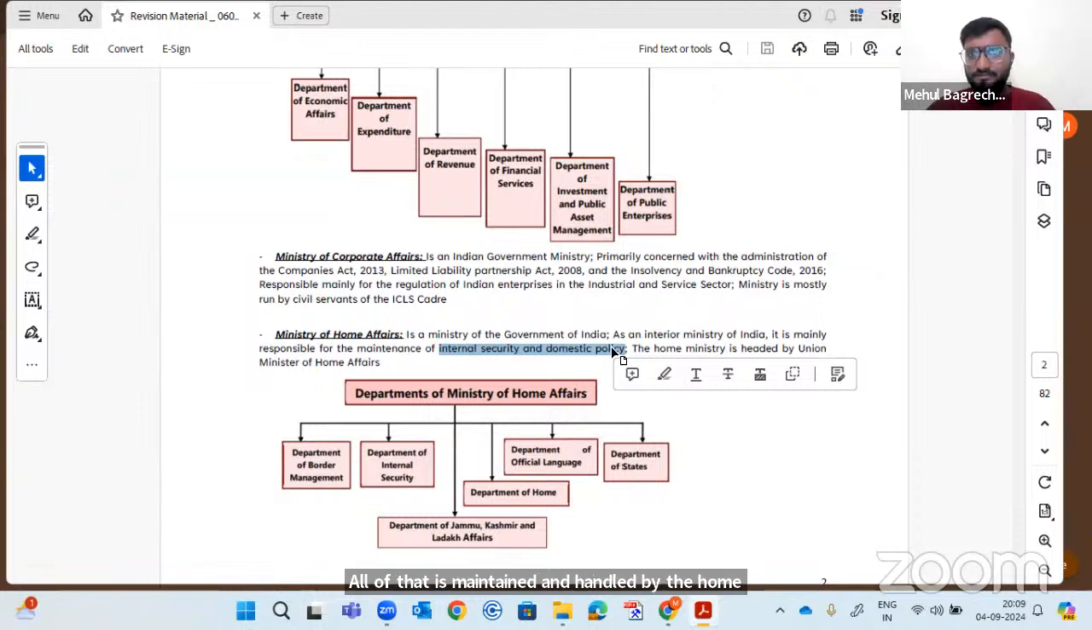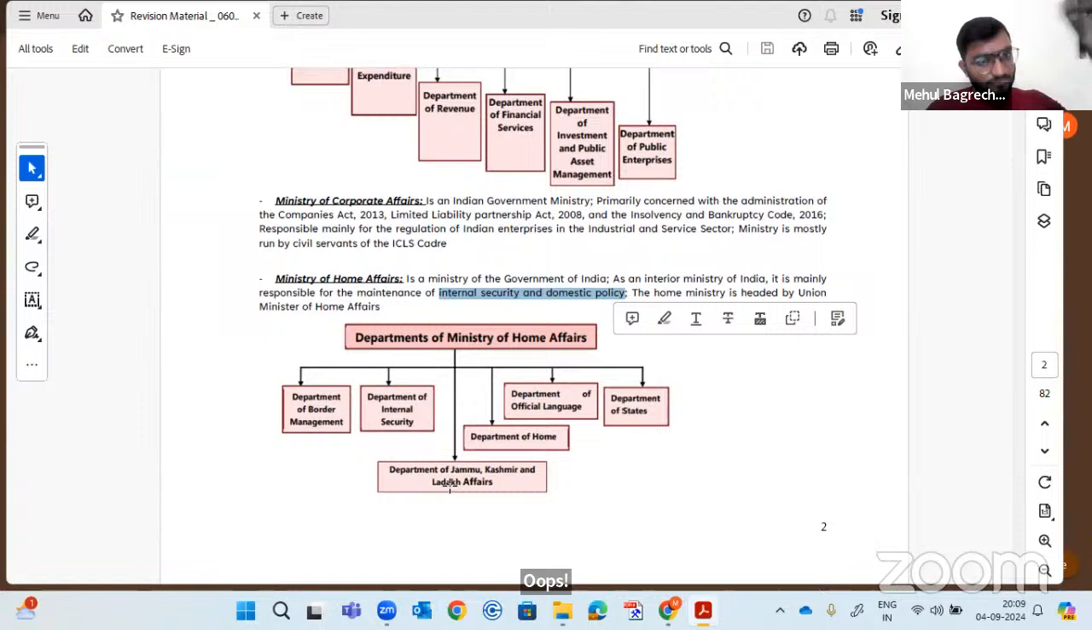Simple, everyone, understanding? Yes. Now, who all are going to be there within this department? You're going to have border management forces, internal security forces, Department of Home, Jammu and Kashmir and Ladakh. You have a Department of State and Department of Official Languages. All of these are various departments within the Ministry of Home Affairs.